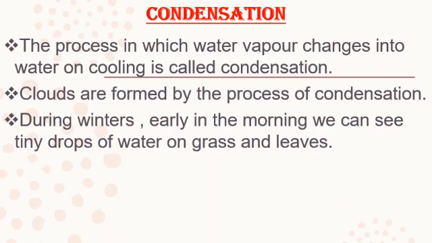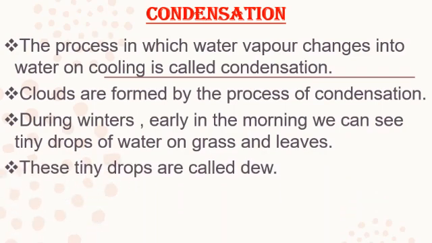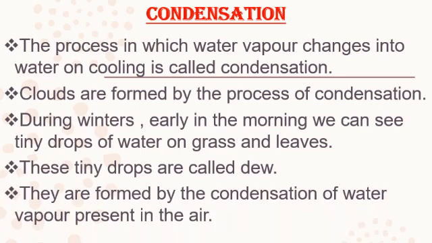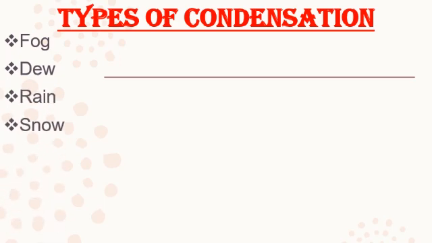During winter, early in the morning, we can see tiny drops of water on grass and leaves. These tiny drops are called dew. These are formed by the condensation of water vapor present in the air. Types of condensation. There are different types of condensation: in the form of fog, in the form of dew, in the form of rain, and in the form of snow.